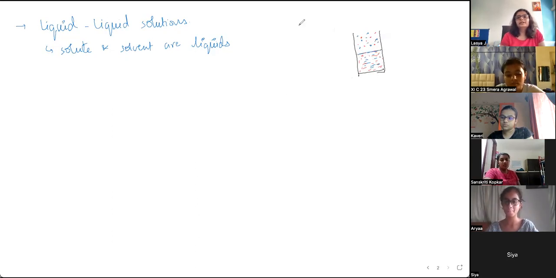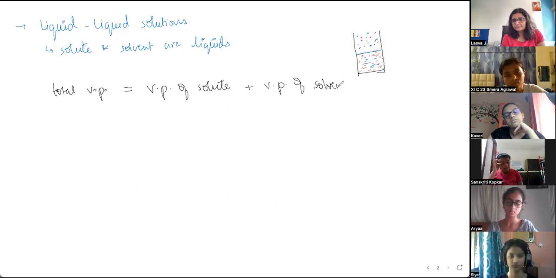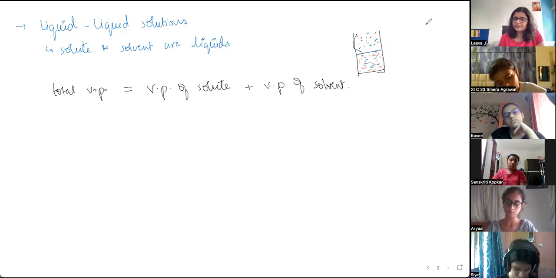So this is the liquid. Okay. Now, the total vapor pressure, I'll write it as: the total vapor pressure will be equal to the partial vapor pressure of the solute plus the partial vapor pressure of the solvent. Make sense? Because there is solute and there is solvent. So to find the total vapor pressure of the solution, you add up the vapor pressure of the solute and the vapor pressure of the solvent.